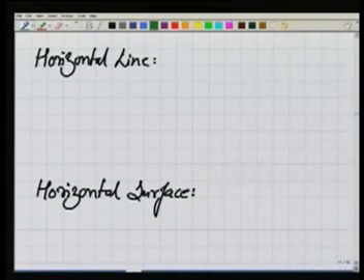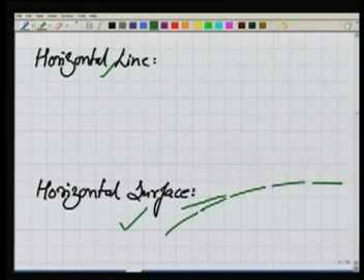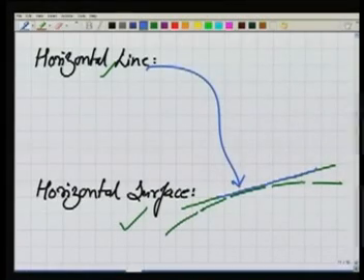Similarly, we can now define the horizontal surface and the horizontal line. Well, if this is my level surface, anywhere a surface which is tangential to that is the horizontal surface, and a line which is on the horizontal surface is the horizontal line. Well, having seen that, now we will go to the principle of leveling.